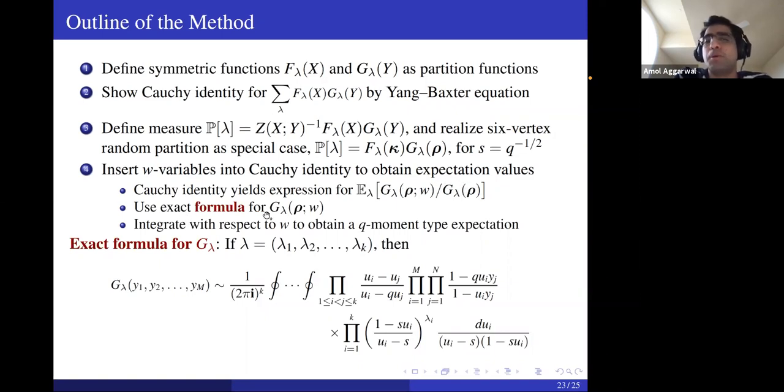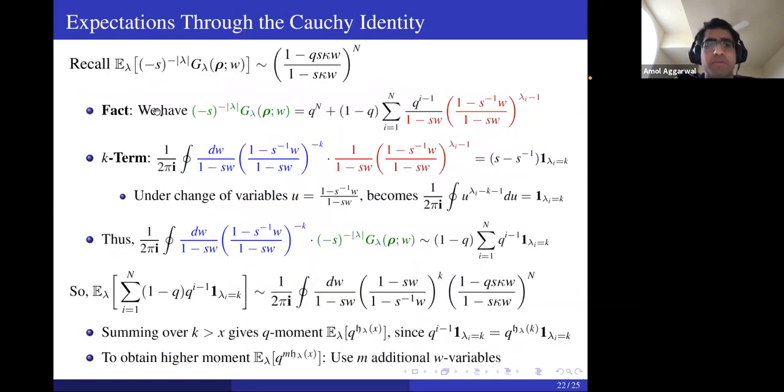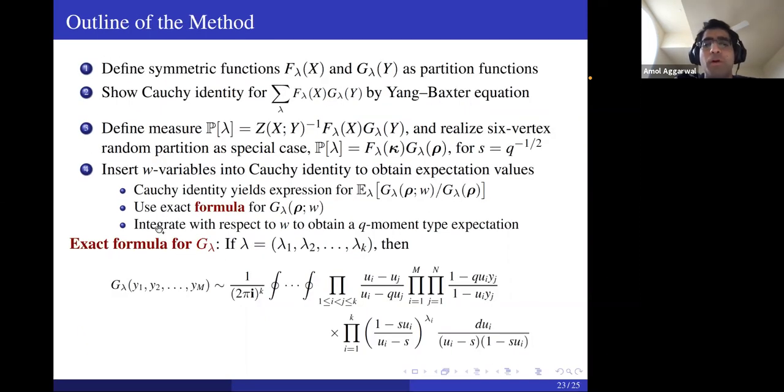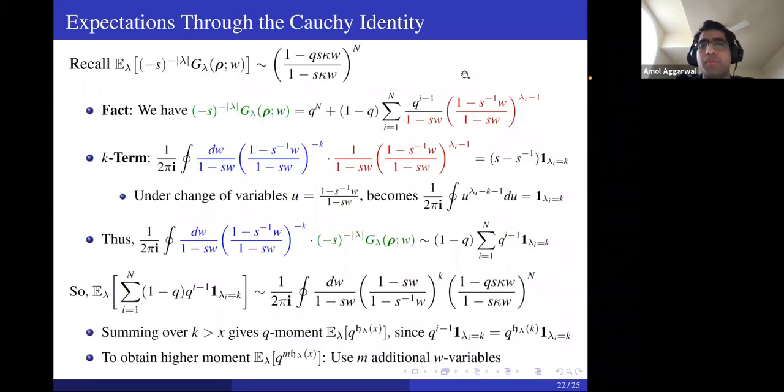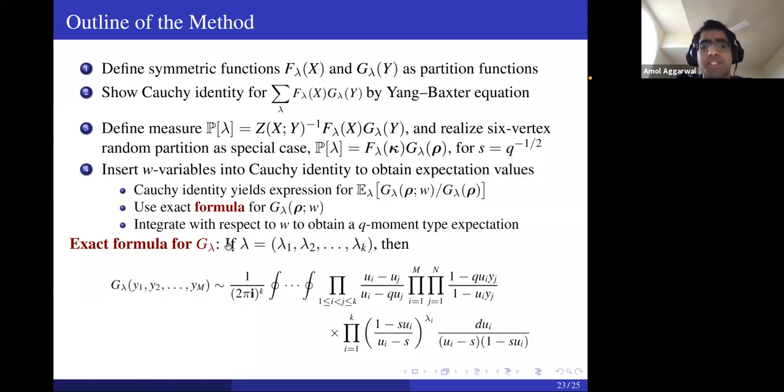And then we used an exact formula for this g of rho w, and then we integrated it to get something that looked like a q moment. Now, the thing that I didn't really explain, I just called it a fact here, was: where does this G formula come from? So far I've described the quotient identity part. I haven't described the orthogonality part. It's a special case of a more general G formula given by this thing here, a contour integral representation for this G function.